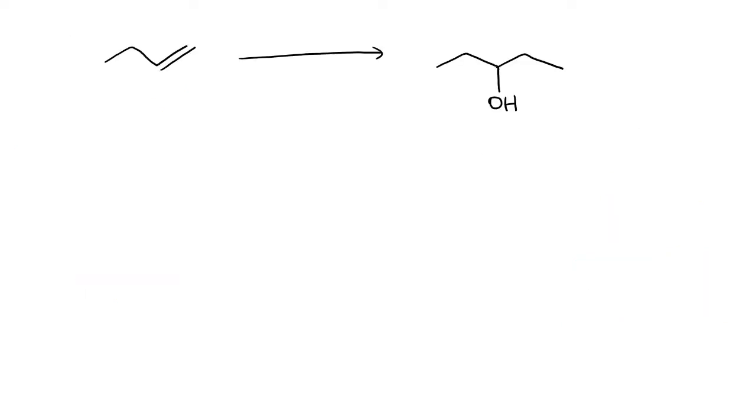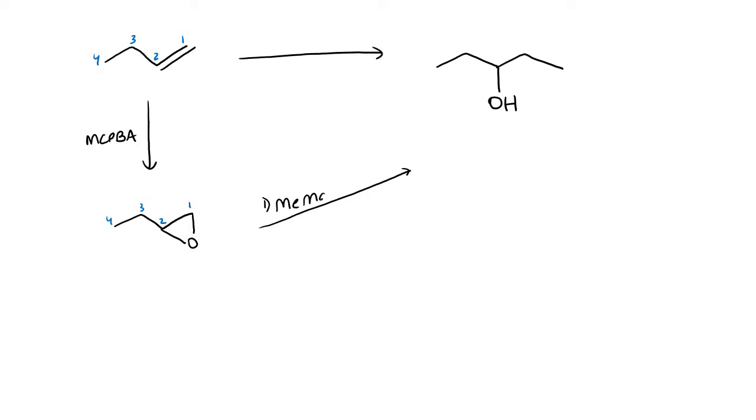Now, epoxides can be formed from alkenes. So if we treat our alkene with MCPBA, we'll form our epoxide between carbons 1 and 2. Now we want to add 1 carbon to this molecule. Since we started out with 4, we only need to add 1 more. So we will treat it with methyl magnesium bromide, followed by water. Now we want to make sure that we're going to be attaching the methyl group to the correct position so that the alcohol ends up at the correct position.